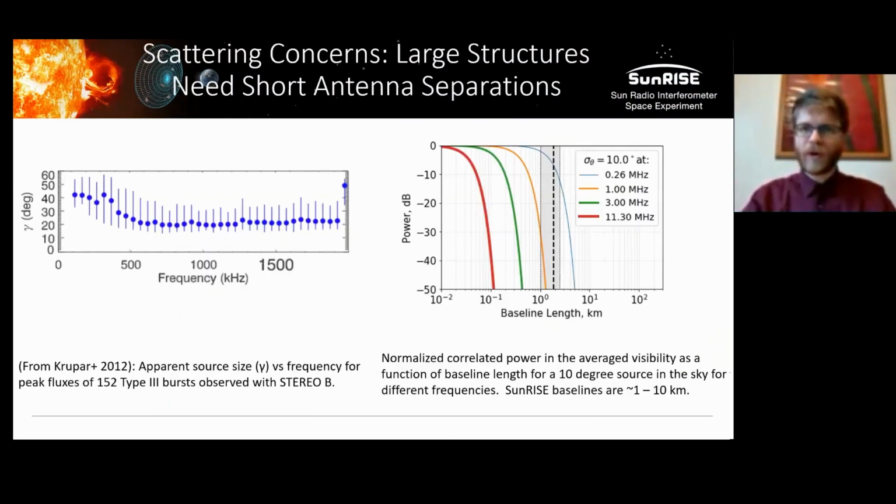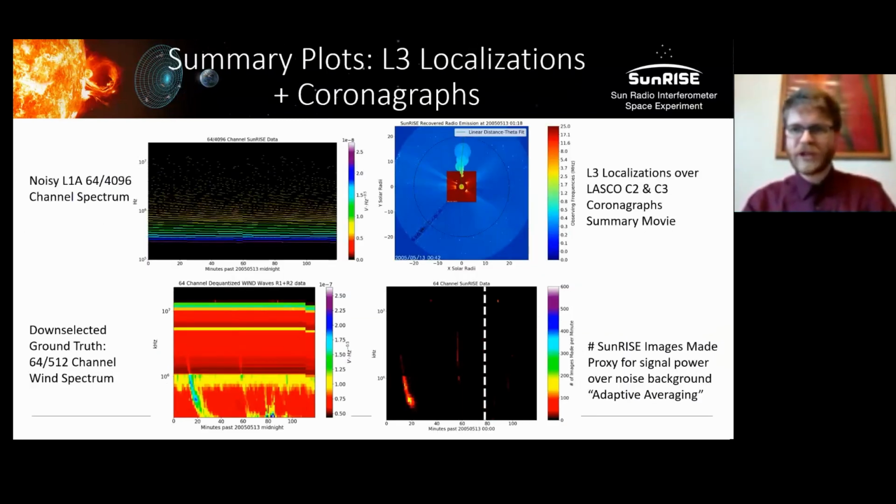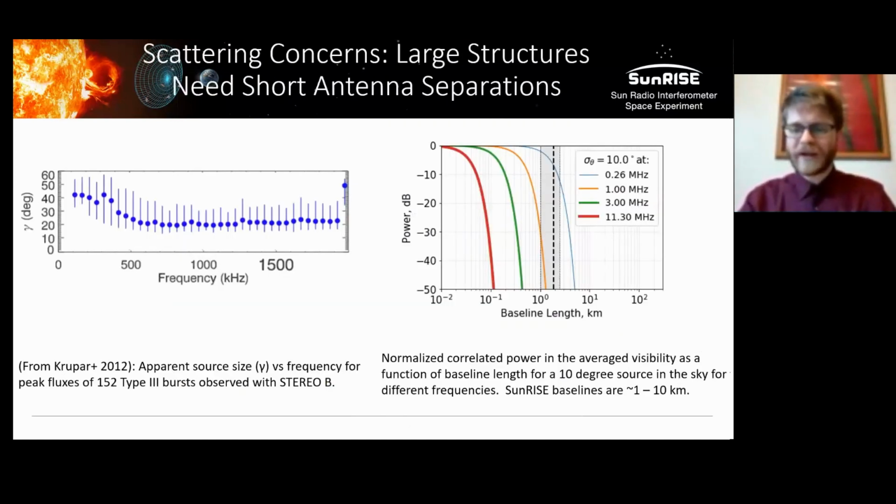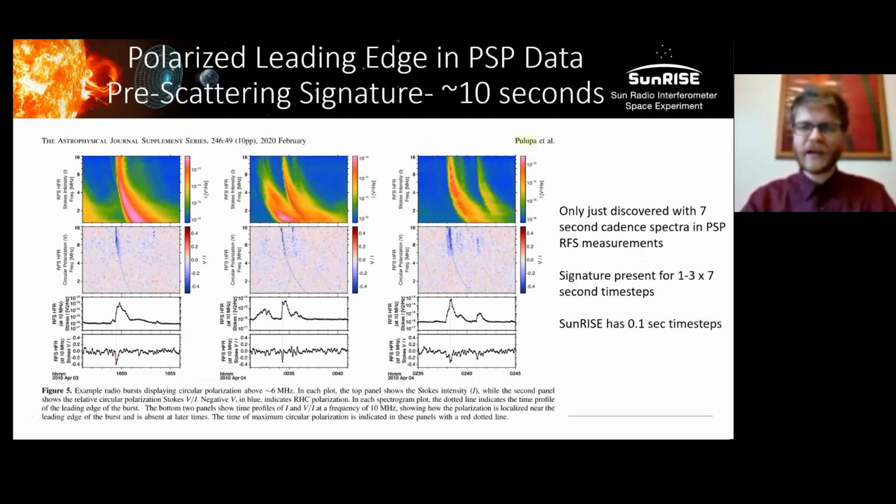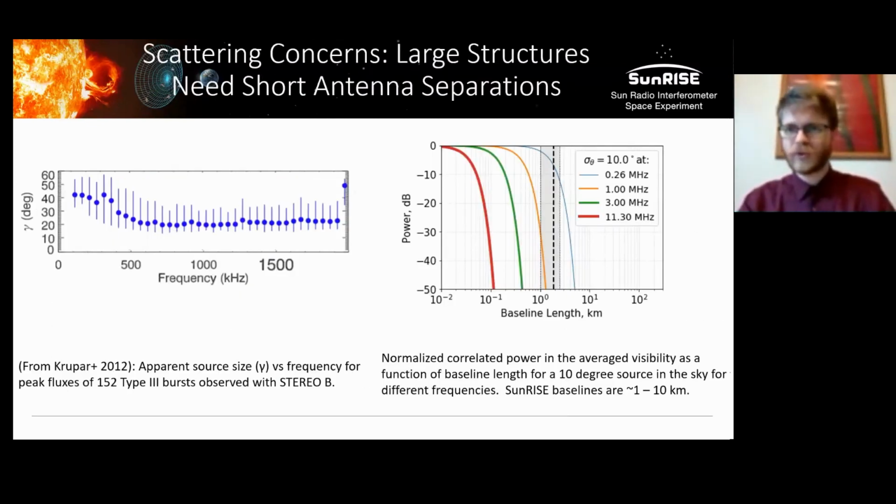The one rub here is that SunRISE is really good at imaging compact radiation because its spacecraft baselines are between 1 and 10 kilometers. But as these solar radio bursts go outwards, they scatter into larger structures in the sky. And you actually need shorter baselines to image them properly.